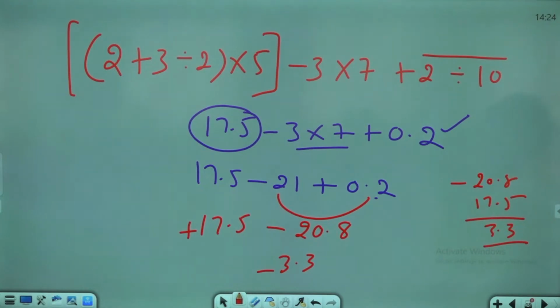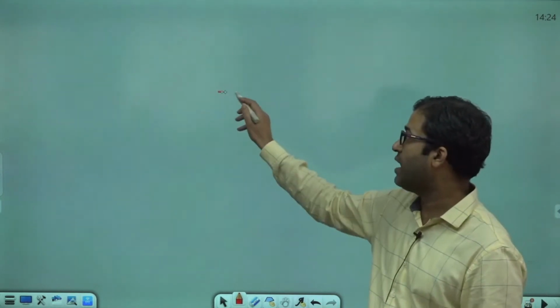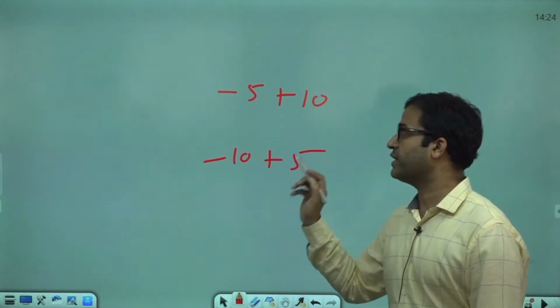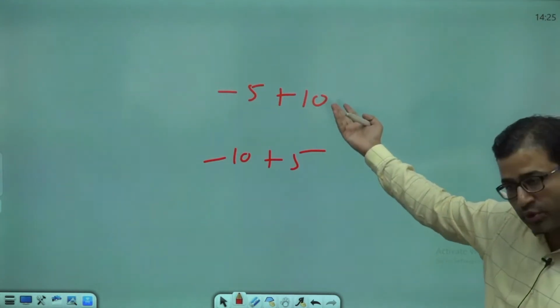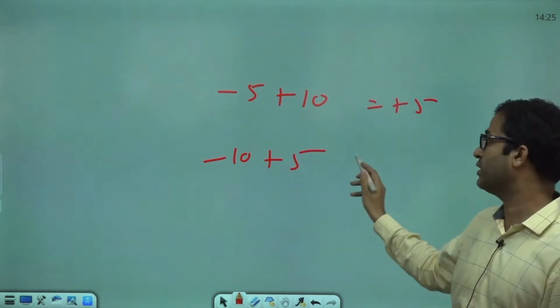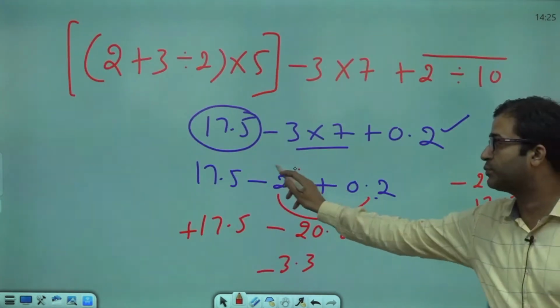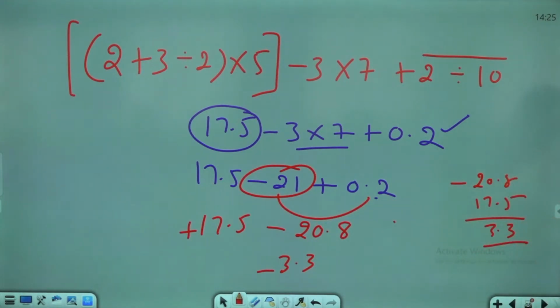In the previous one the positive value was bigger and the negative value was smaller. Here the negative value is bigger. Sir, -5 plus 10, -10 plus 5. You are adding two integer values where one is positive, another negative. In this case your positive value is bigger, so it will be +5. Here your negative value is bigger, it will be -5. Minus 21 is bigger than positive. How come it will be positive? It has to be negative.